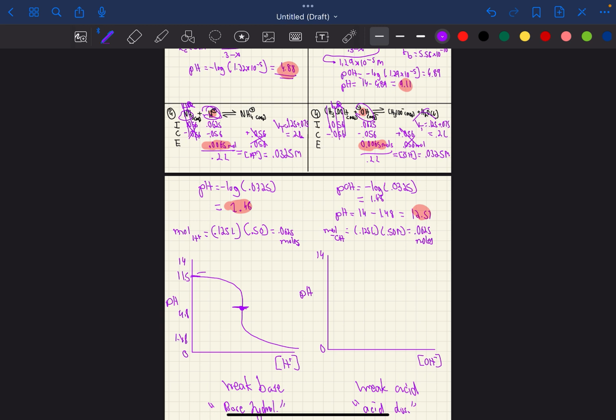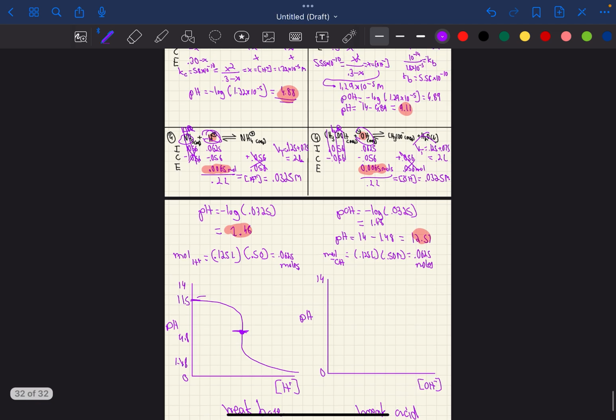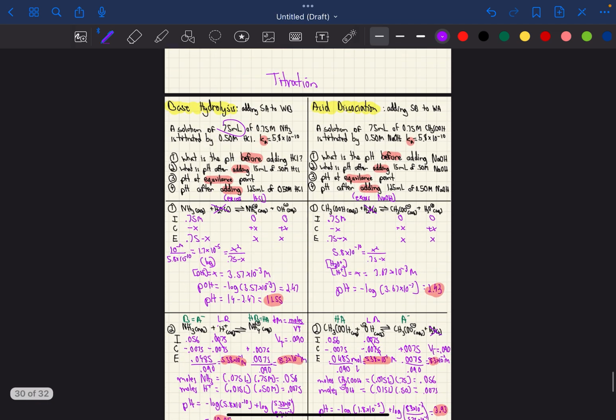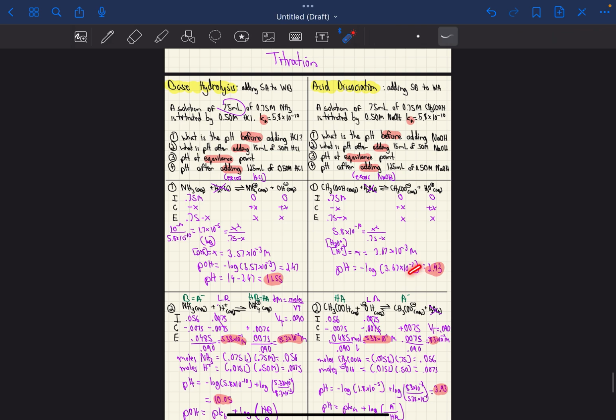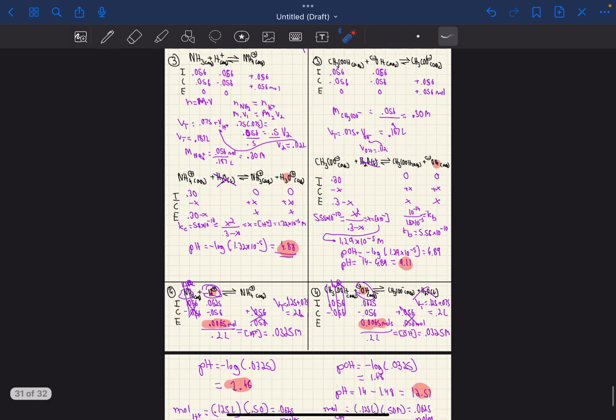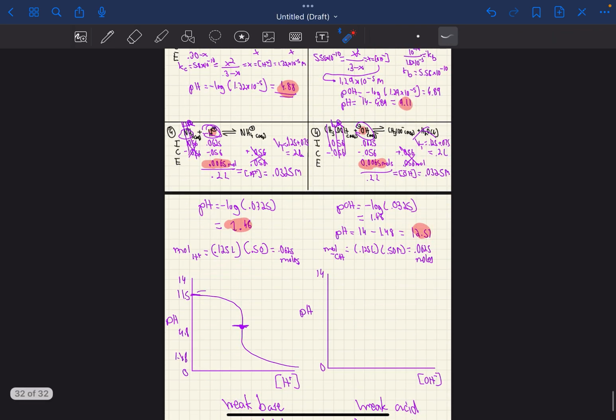And then the opposite is going to be true for this, right? Because I told you that your pH starts very low for acid dissociation, and then it increases to a very high number. So let's draw that out. It's going to look something like this.